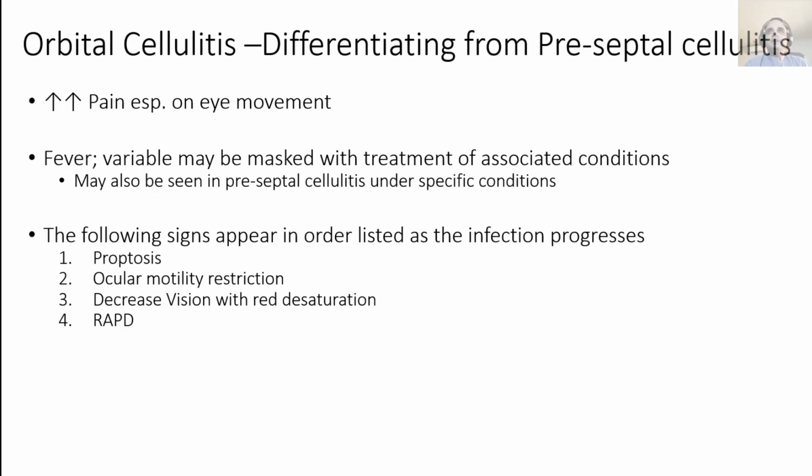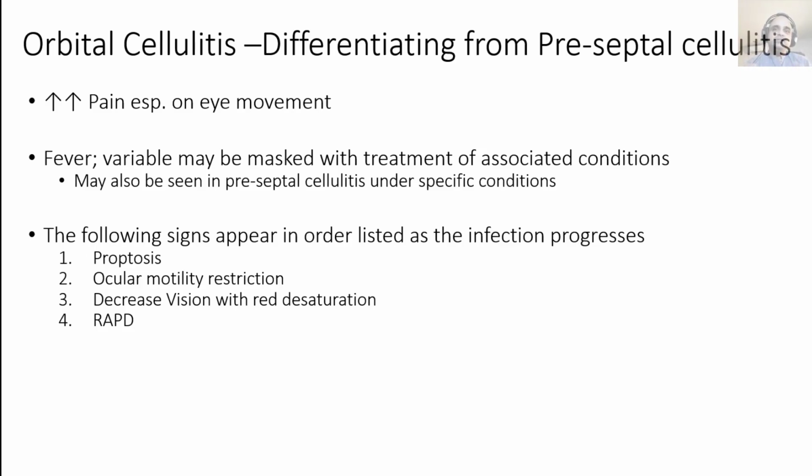From the history, excessive amounts of pain, especially on eye movement, might alert you towards an orbital cellulitis. Fever, but fever, as we have talked about before, may be seen in pre-septal cellulitis, and it can also be masked by the medication that the patient is taking. The things that make it orbital cellulitis and not pre-septal cellulitis are proptosis, ocular motility restriction, decreased visual acuity with red desaturation, and RAPD. And you won't be able to see any of these unless you open the eye.